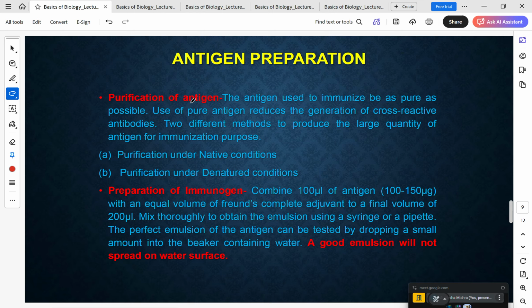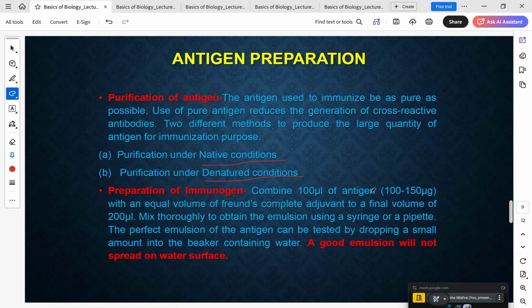That is also possible. There are two different methods: purification under native conditions and purification under denatured conditions. The purification under native conditions enables the detection of the protein in the native condition as it is present in the cell. Purification under denatured conditions helps in production of antibodies which are used for westerns or other assays in which there is a denaturation step involved.